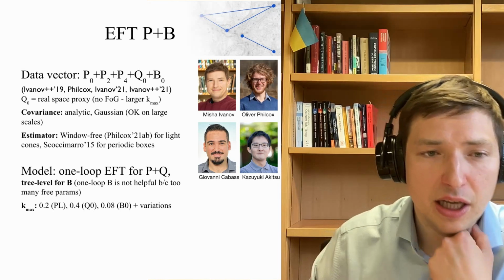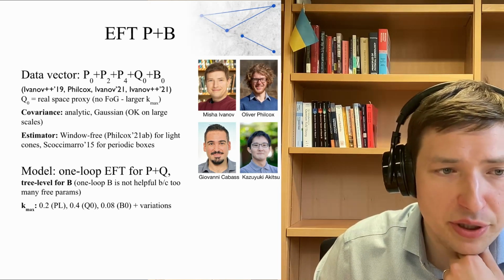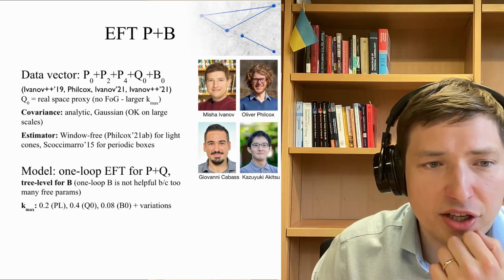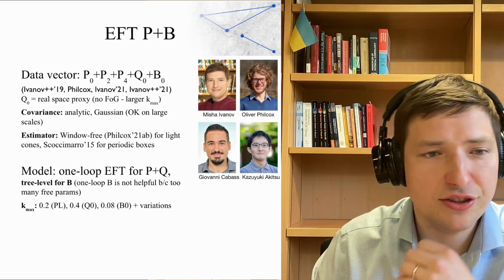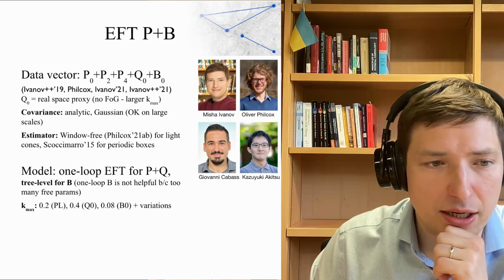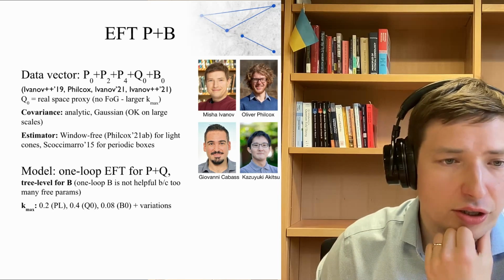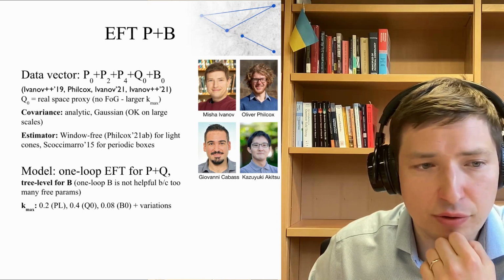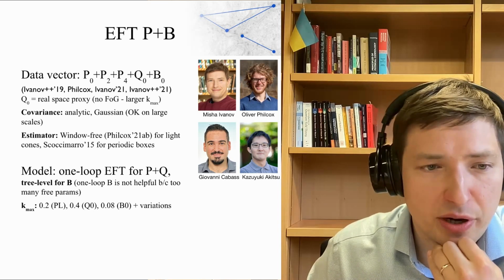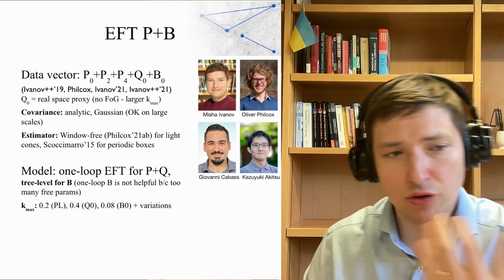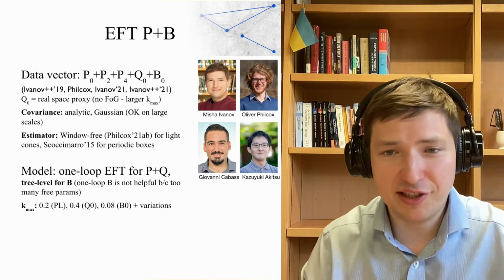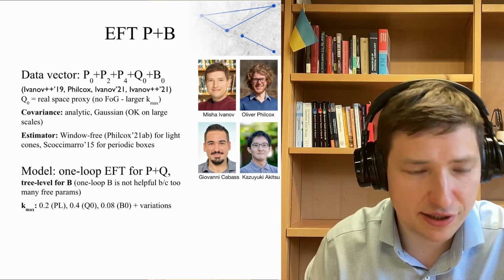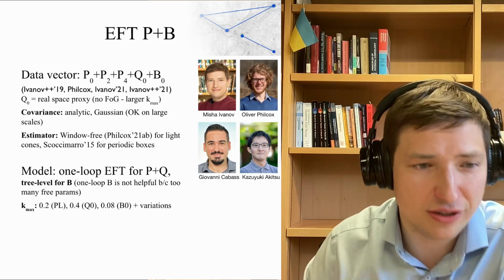And then we add the bispectrum monopole B0. For the covariance, we use the Gaussian analytic covariance, which is fine on large scales. For the data estimator, we use the window-free approach developed by Oliver Philcox for light cones and the usual Scoccimarro estimator for periodic boxes. So for us, it's also a test of the estimator of the different statistics. This is another dimension in this challenge.